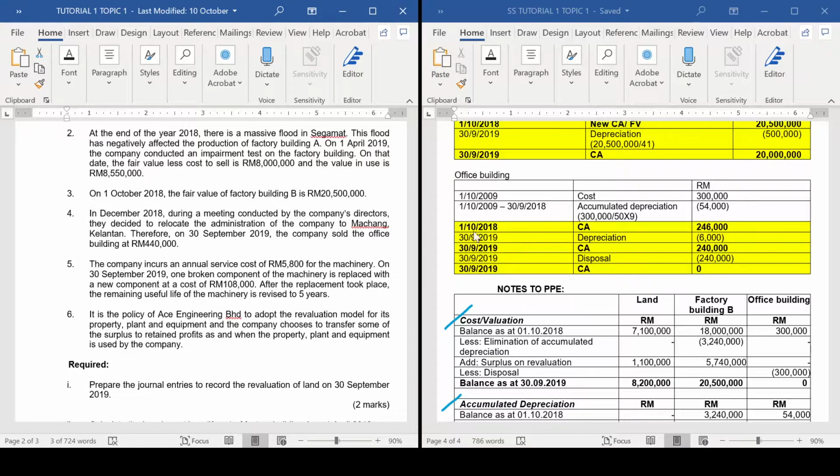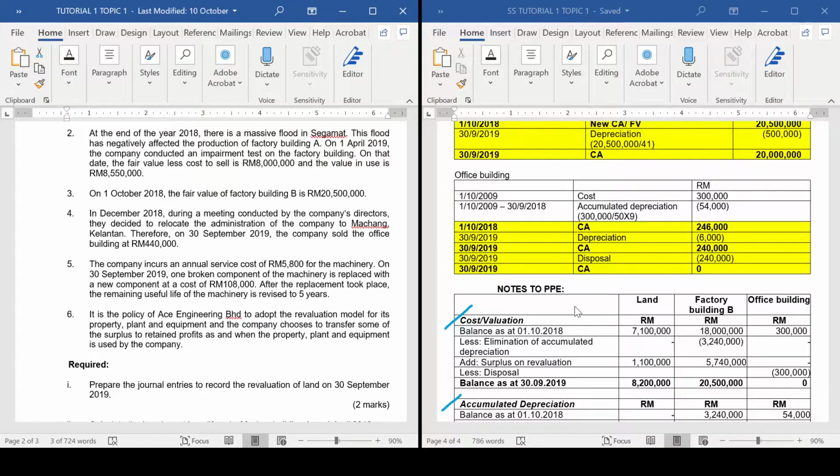From 1st October 2018 to 30th September 2019, it is 1 year, so we are going to provide for depreciation first, and then we find the carrying amount for 30th September 2019, and then we are going to dispose at this carrying amount. So the carrying amount at the end of the year is equal to 0.